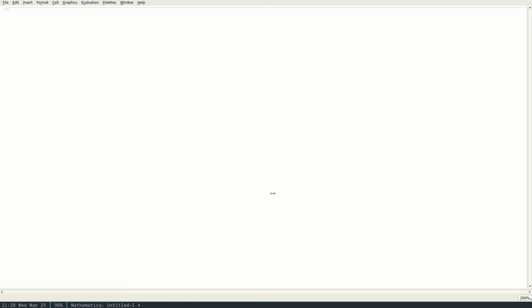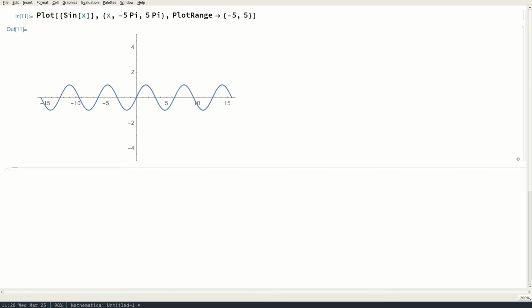So let's see what our last two examples look like when we graph them. I'm going to plot the function sine x. Let's go x from negative 5 pi to 5 pi, and let's plot between negative 5 and 5. So there's the graph of sine x, familiar graph.